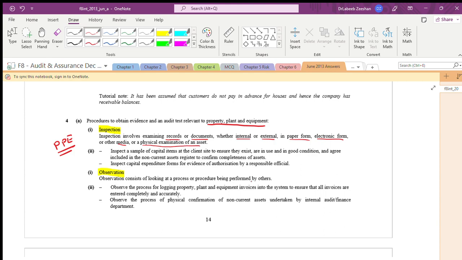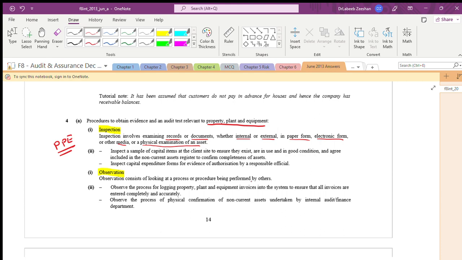Inspection involves records or documents, internal or external, in paper, electronic or other media, or physical examination of an asset. This is the explanation of the evidence. What are they saying? They have given two, but we have to write only one.